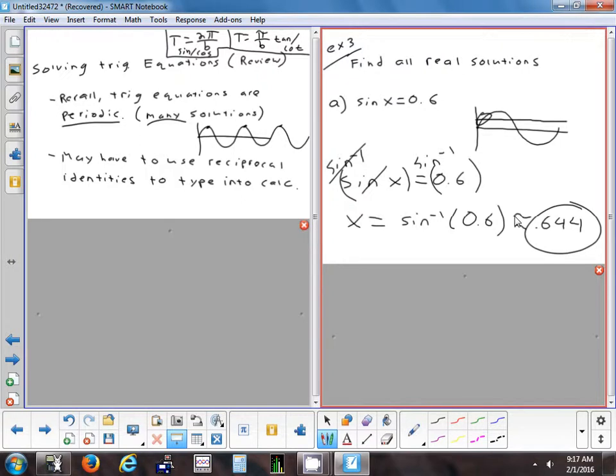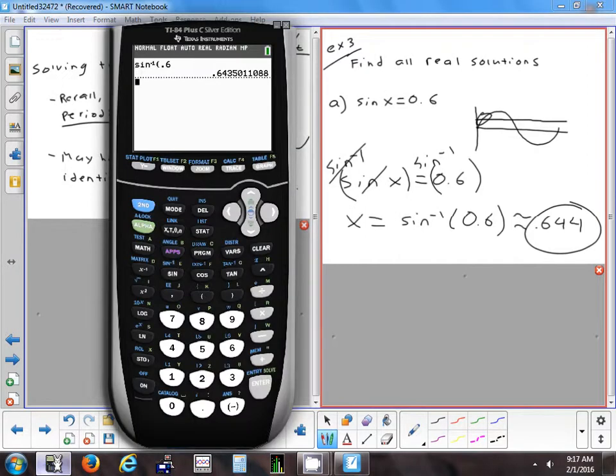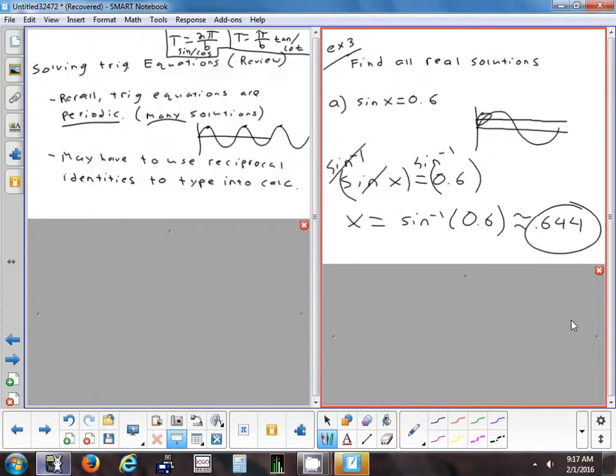The inverse sine of 0.6? Yep. Did you get something different? Yeah. Are you in radians? I might be there. Looks like everything's typed in right.